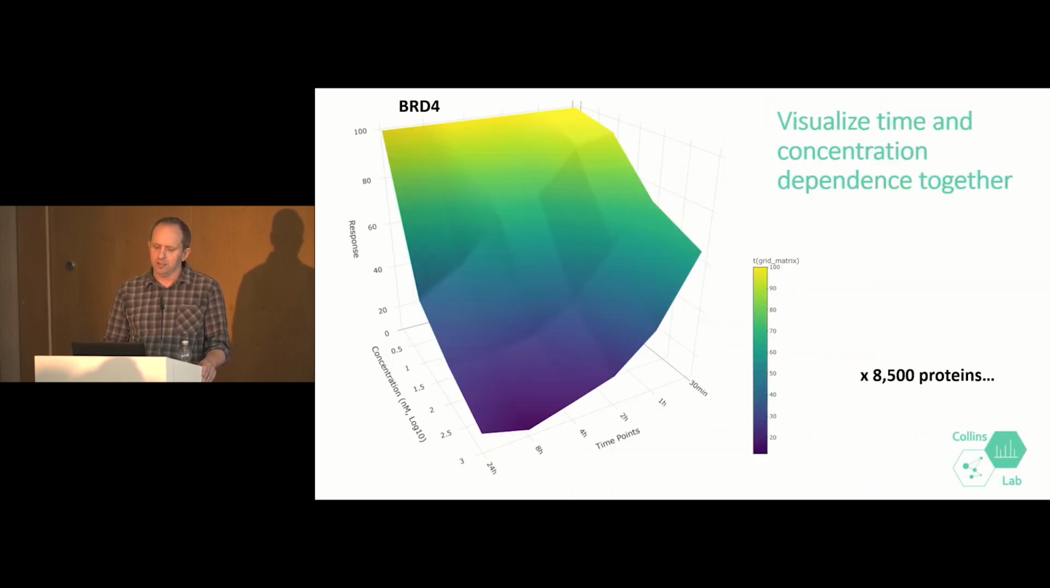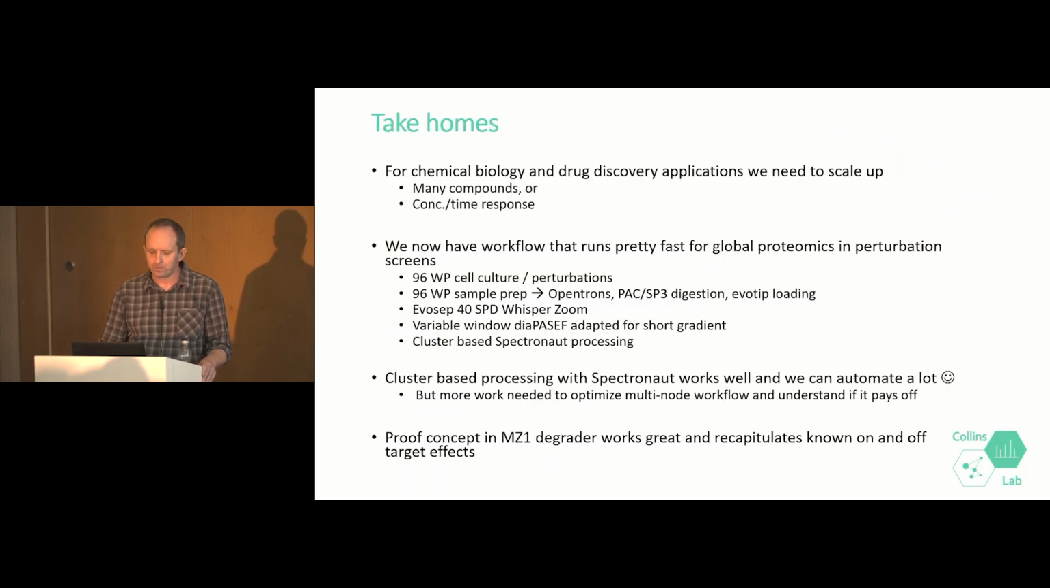And if you want to be fancy, you can make these contour plots, right? So this is the degradation space for BRD4 along the concentration dimension and the time dimension, and the response, like how much is being degraded, right? So this is the maximum degradation down here. And I think this is common to do in the drug discovery space, but usually they're doing it looking at a single protein. But we can have 8,500 of these plots if we so desire.